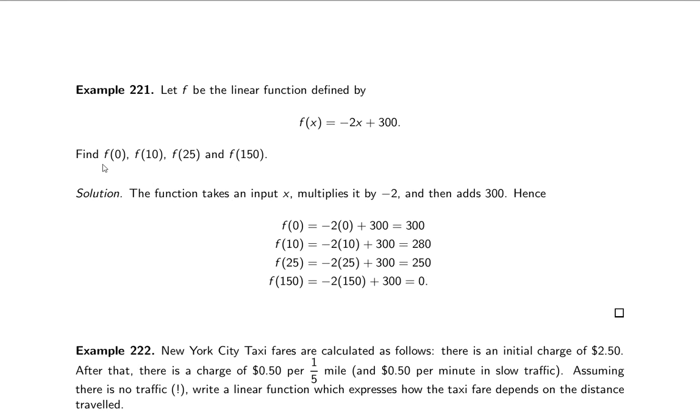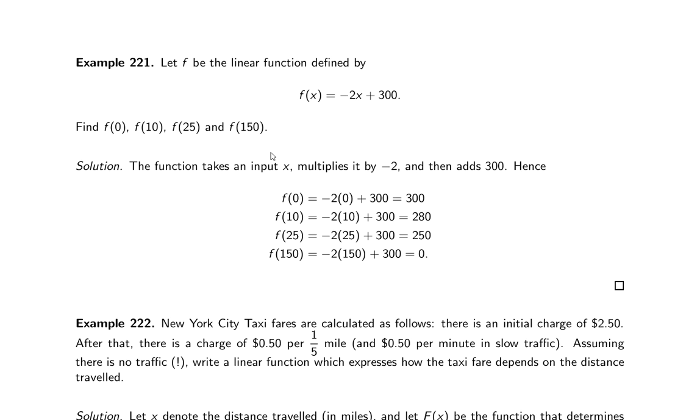Find these different values of f. All right, so what's happening with this first one, f of 0? We have to replace x by 0. So it's negative 2 times 0 plus 300. And negative 2 times 0 is 0, so we're just left with 300. So f of 0 is equal to 300.